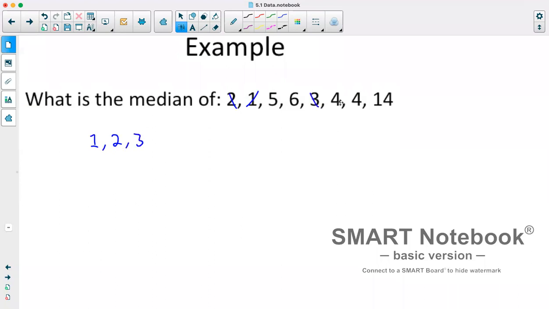3, 4, 4, 5, 6, and 14. So in this case, we had an even amount of numbers. So these 2 in the middle would be our median. Now, if they weren't the exact same, we would average them. However, in this case, they're the exact same, so if we take the average, we'll get 4. So our median in this case is 4.